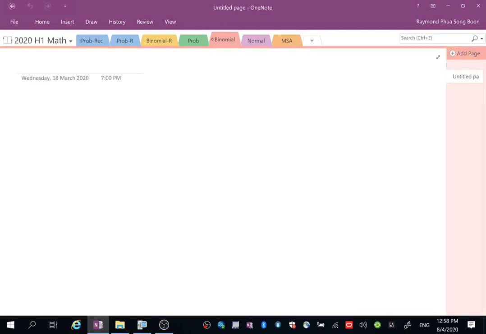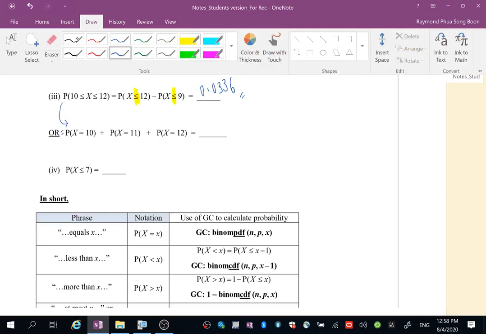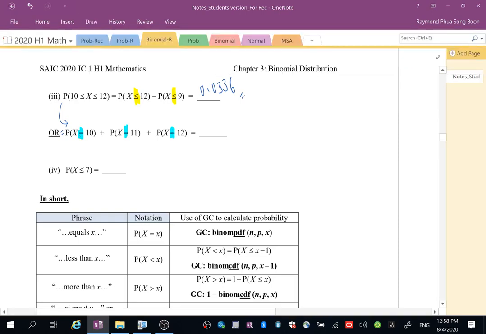If I write it in this form of equal, then what I should be using would be binom PDF. Versus if I were to write it in this inequality sign form of less than or equals to, then what I should be using in my GC should be binom CDF. So depending on whether you are using equal or inequality, that would determine whether you use binom PDF or binom CDF in your GC.